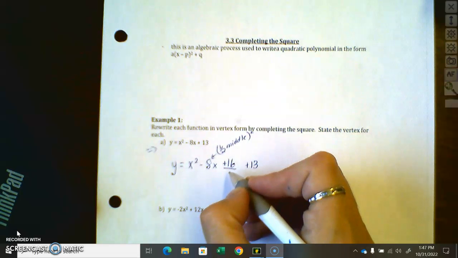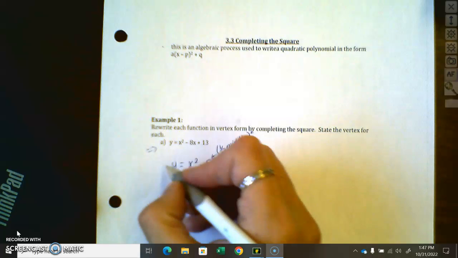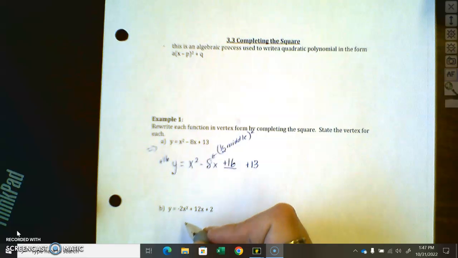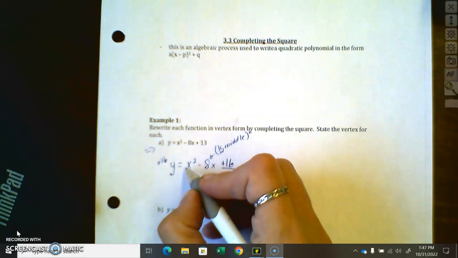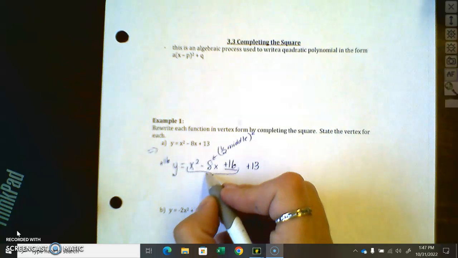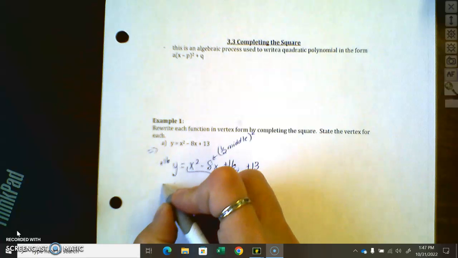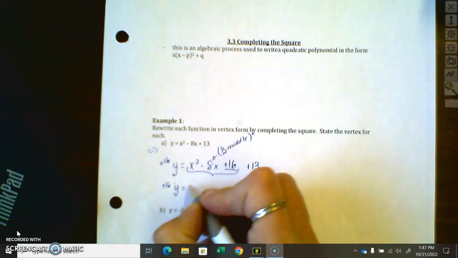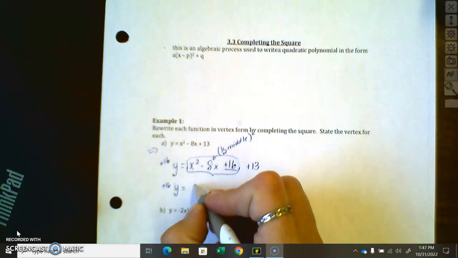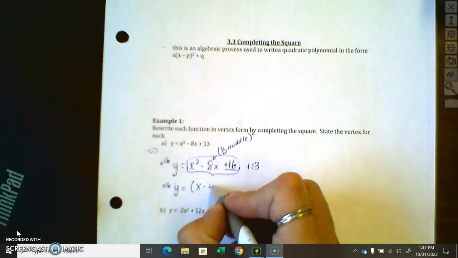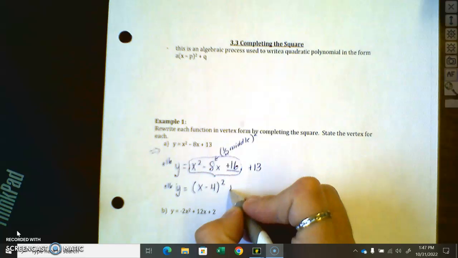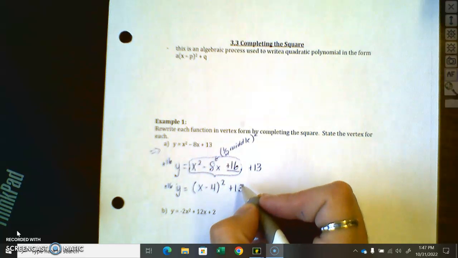You can't just magically bring a 16 onto one side. You've got to keep the equation balanced and put the 16 on the other side as well. Then we can take this whole piece, and this is the square part. We can write it as just half of the middle. So we still have this plus 16. y equals, and we write this whole chunk as half of the middle, so x minus 4, because that was half of the middle, squared. And we still have this 13 trailing behind.